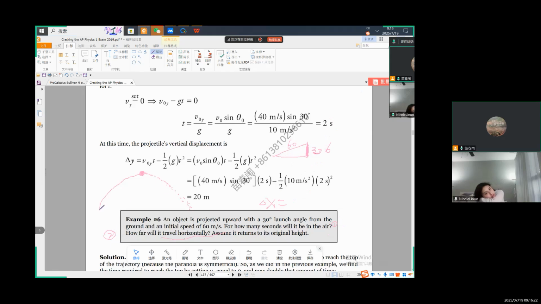Would I do cos to find that length? Yeah, you do cos. But I get a nasty fraction, so I wasn't sure if I was right. Oh, that's okay. V0x over 60 is cos 30, right? So that's why V0x is 60 times cos 30. You can use a calculator for this one.